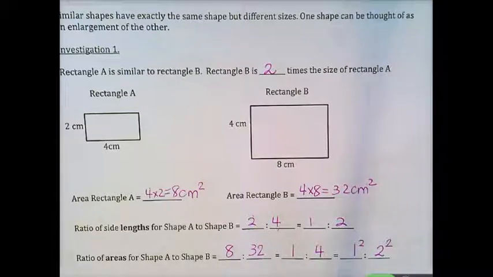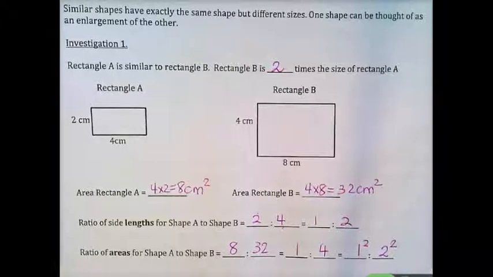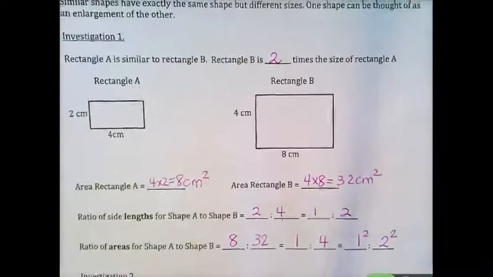Now let's see if this happens with our next two shapes, okay? So this is what the last space is here for. I want both those being written as squared numbers. Are we okay with this, girls? Yes. So please write it as 1 squared to 2 squared there. You'll see why I'm doing that as we go along.